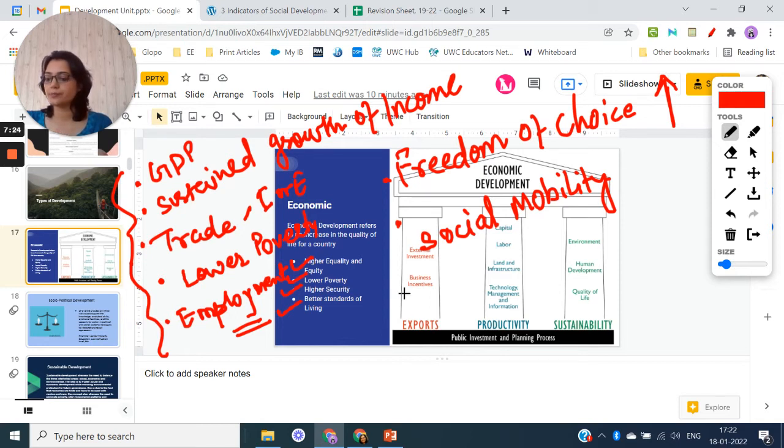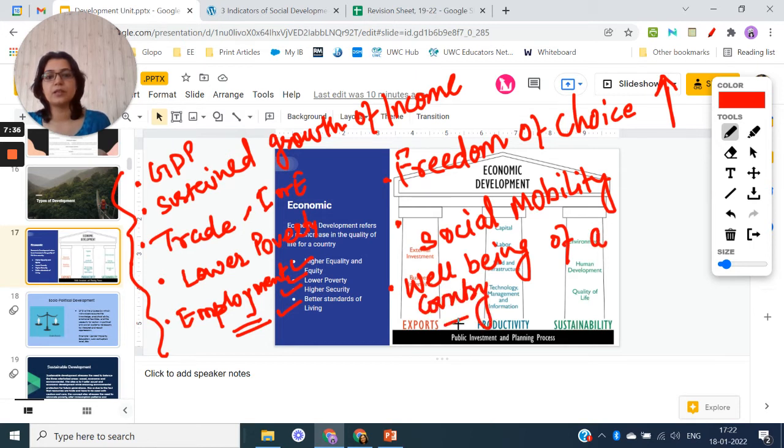Okay, well-being of a country would be pretty high because the country has enough resources, enough finance to spend on the well-being of the citizens of the country, provided the country's political stability is there, and the country is taking the right political decisions.